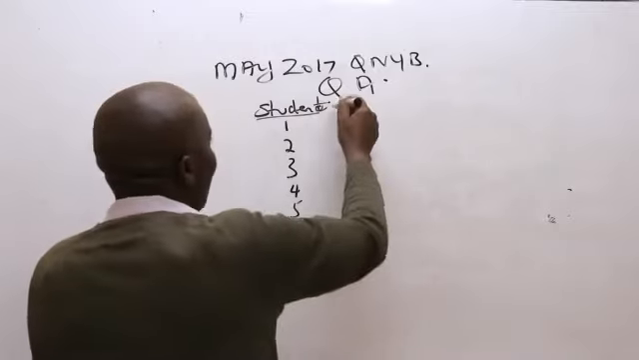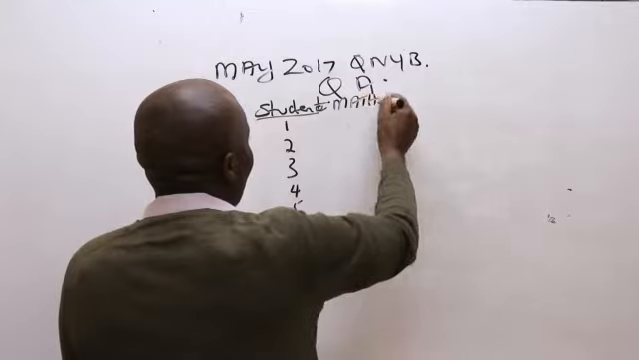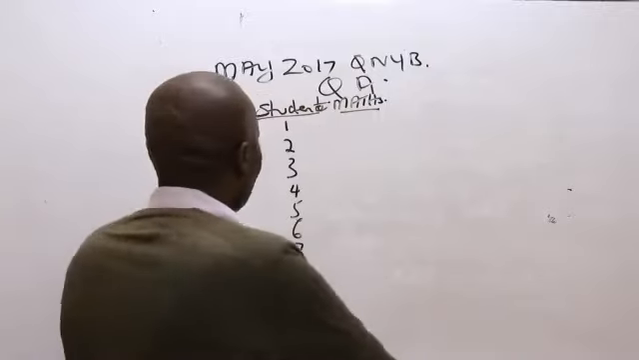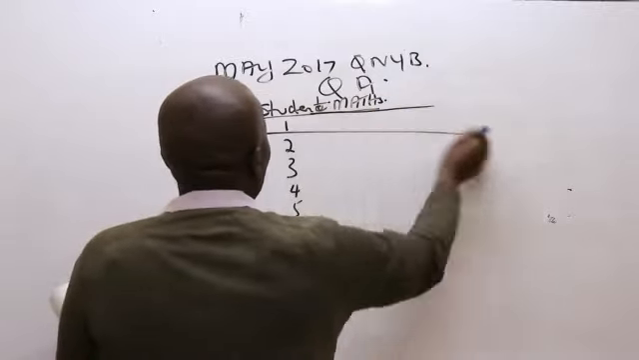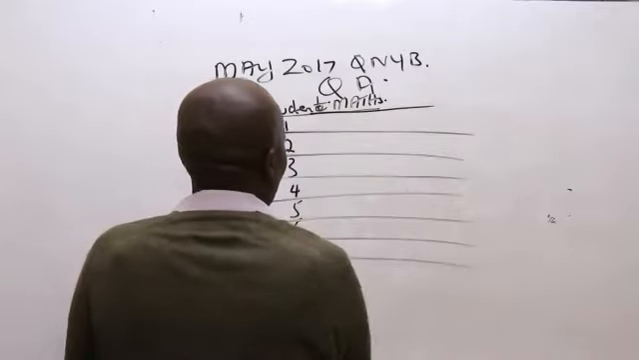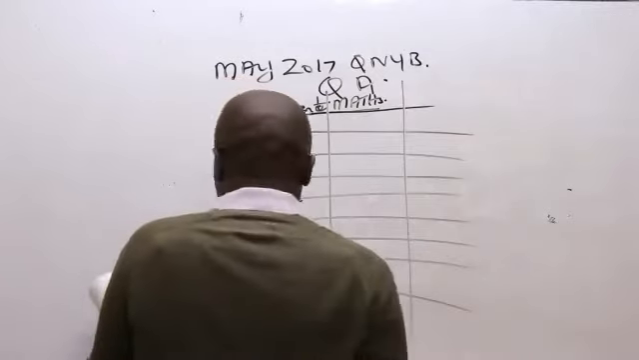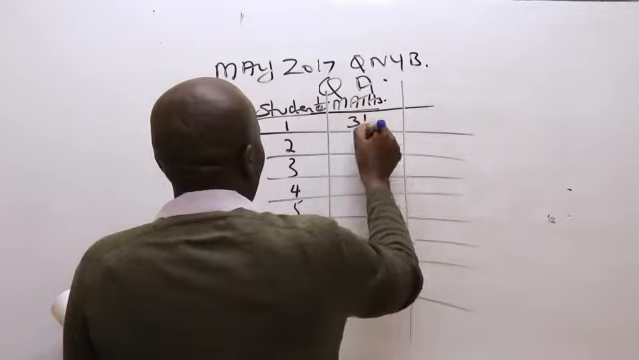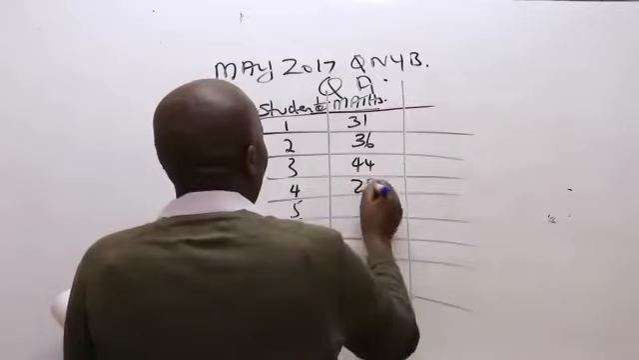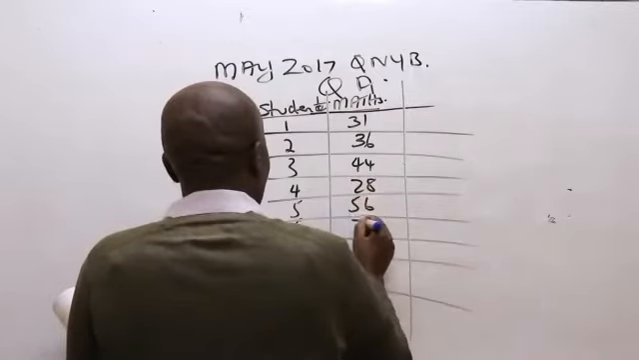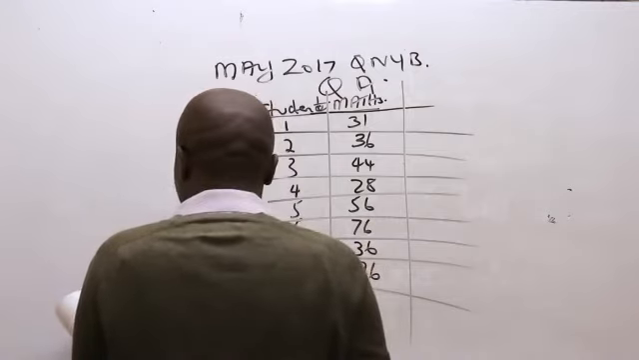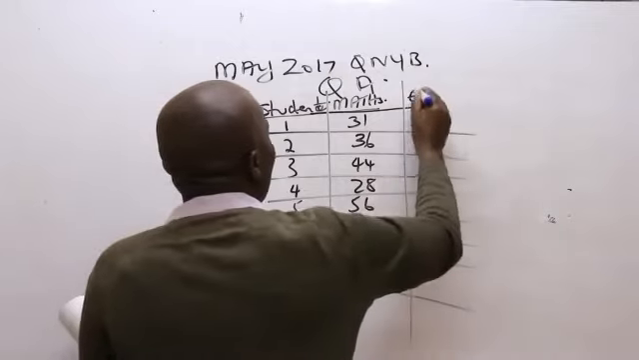Then they have given us marks in mathematics, so we have, ladies and gentlemen, here 31, 36, 44, 28, 56, 76, 36, 96. We have marks scored in English.